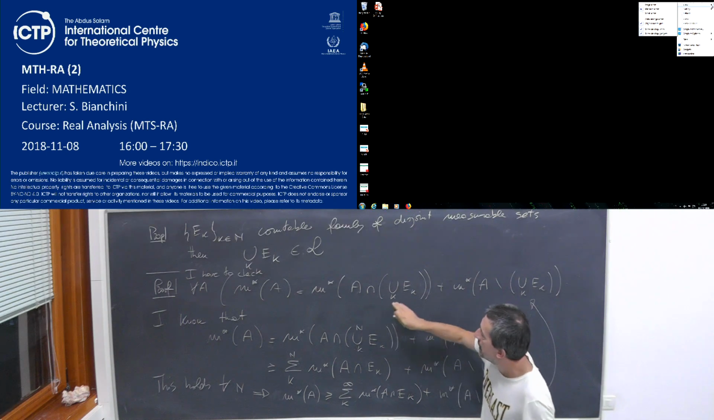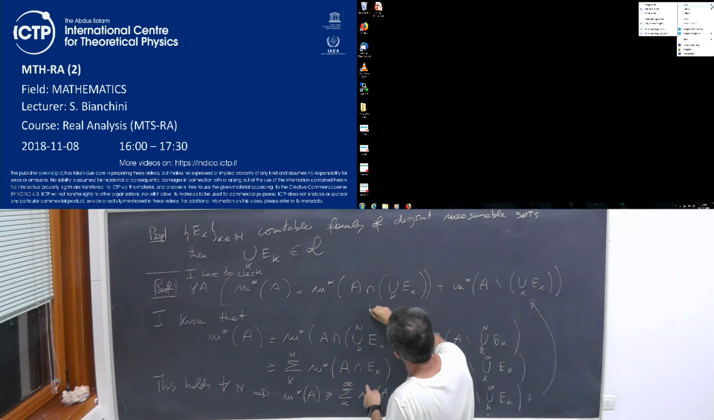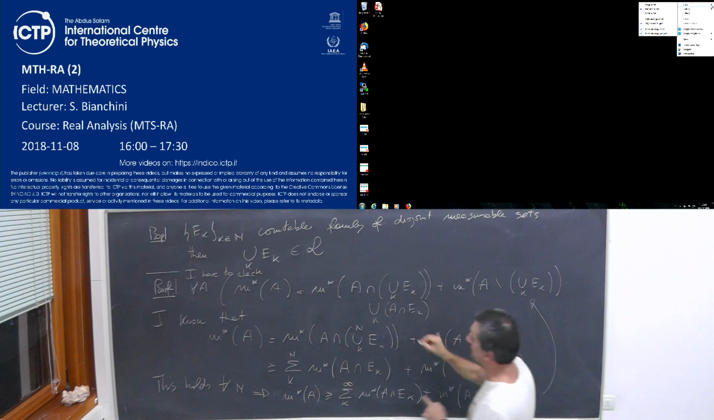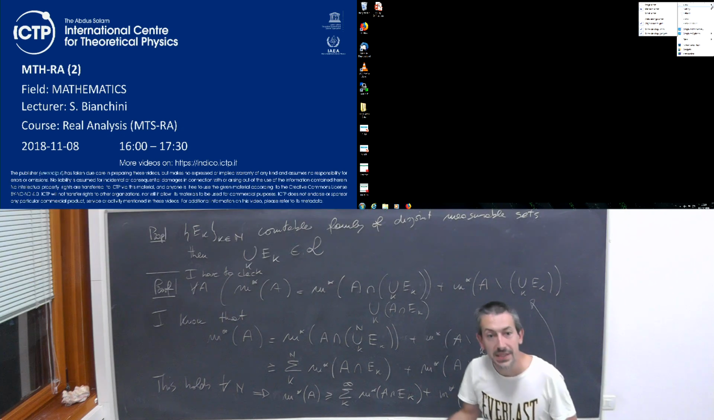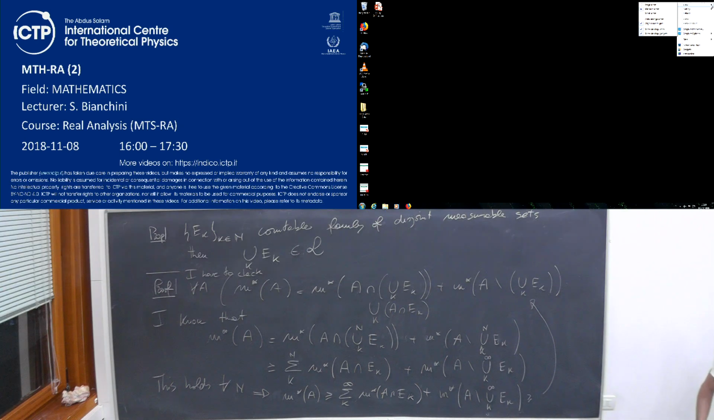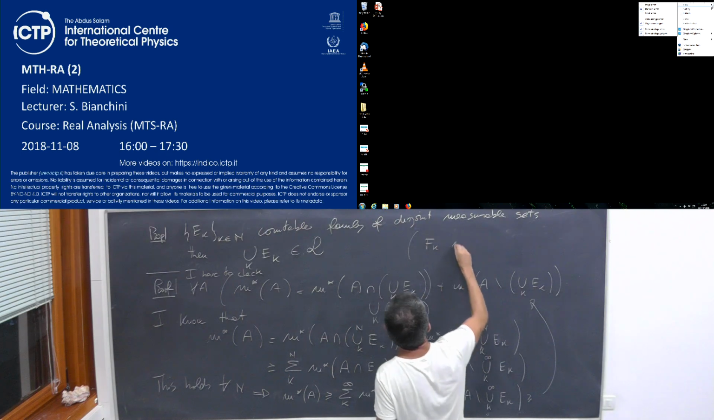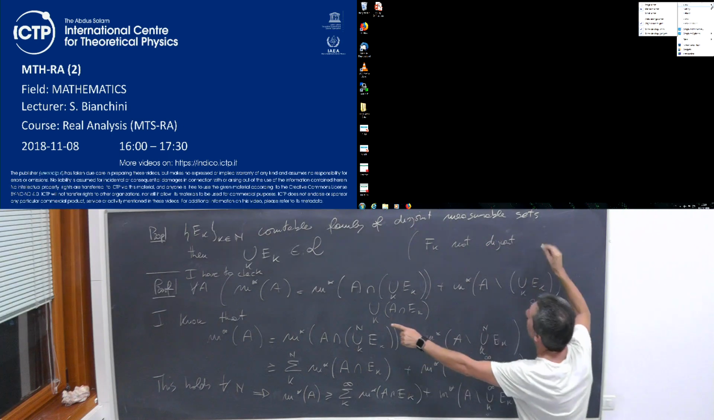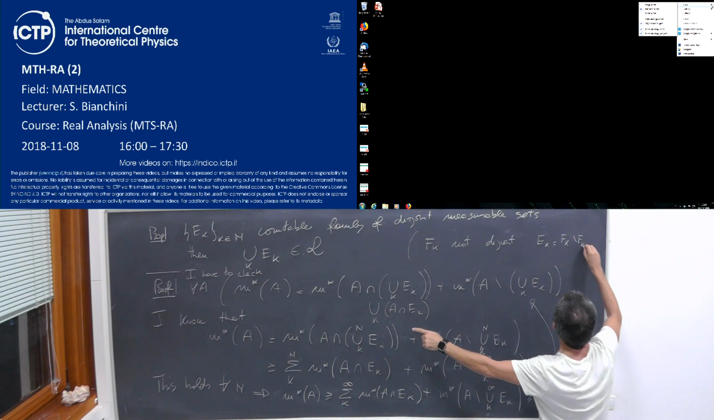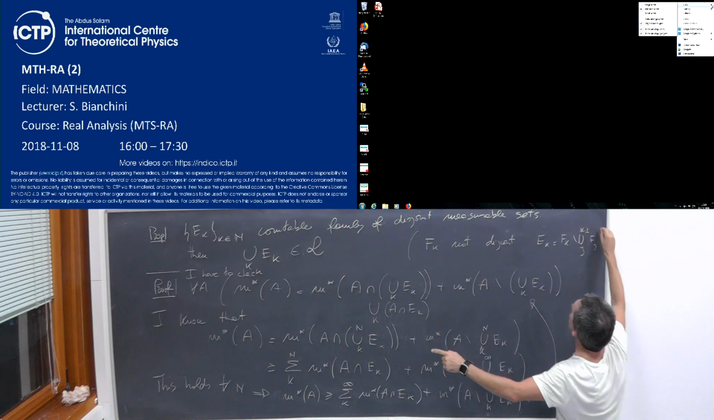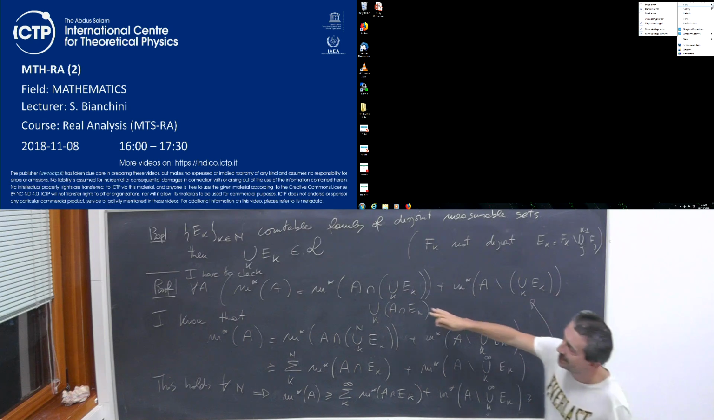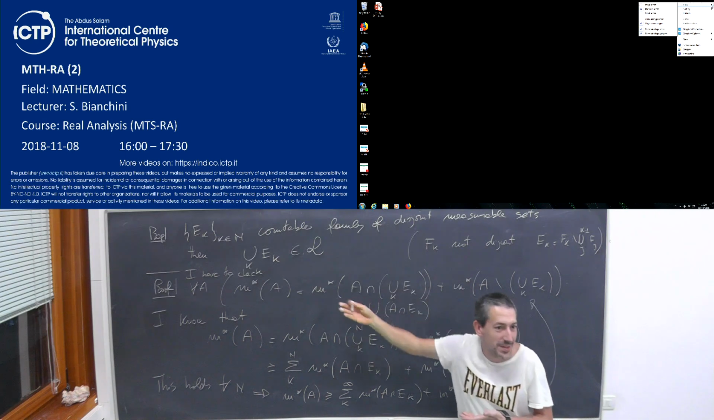Okay, and this one, let's write this set. This is the union of the A intersection E_k, and this is by subadditivity. Okay, so far so good. And if the E_k are not disjoint, we can disjointify. If I have E_k not disjoint, I do the proof with F_k equal to E_k minus the union up to k minus 1 of E_j. Then the formula holds for F_k, but the union of the F_k is equal to the union of the E_k. Okay, fine.